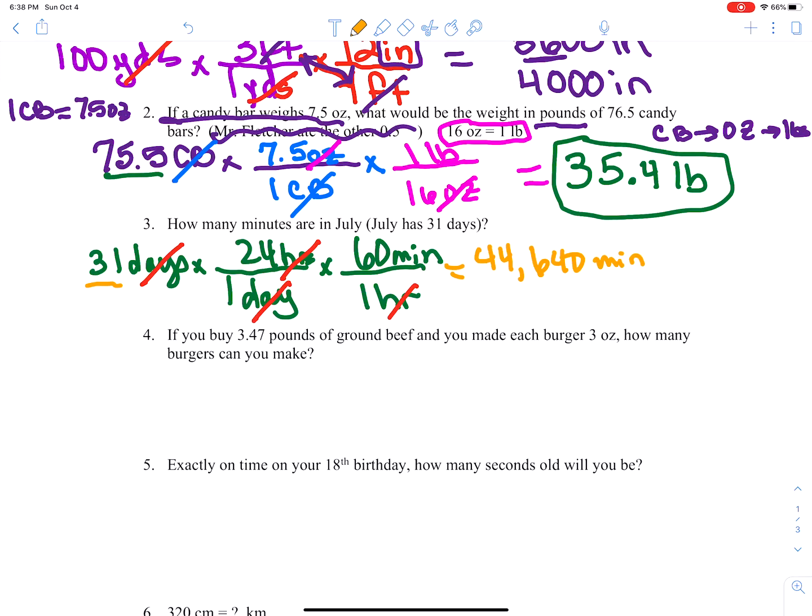Well, I need that to be 2 sig figs. So you could do it this way: 4.5 times 10 to the 4 minutes. That would be your correct sig figs.